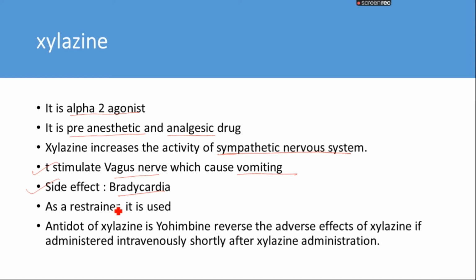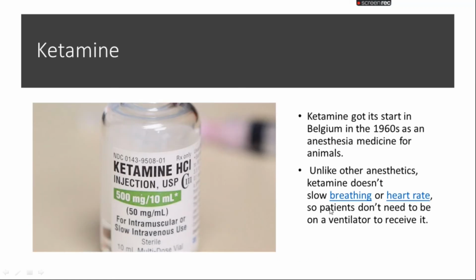It decreases the heart rate, and therefore we sometimes have to use the ventilator as a restrainer. It is also being used. The antidote of xylazine, when we provide the anesthesia xylazine, is yohimbine, which can reverse the adverse effect of xylazine if administered intravenously shortly after xylazine administration.